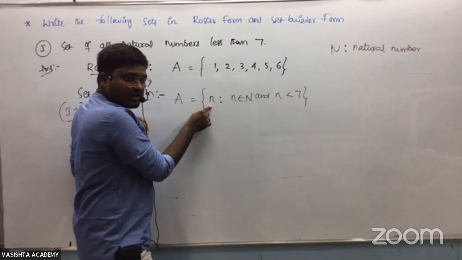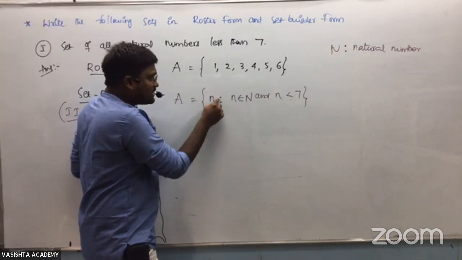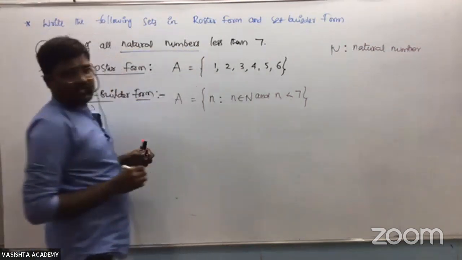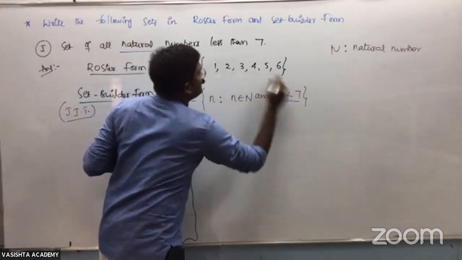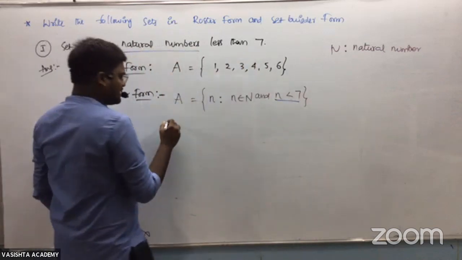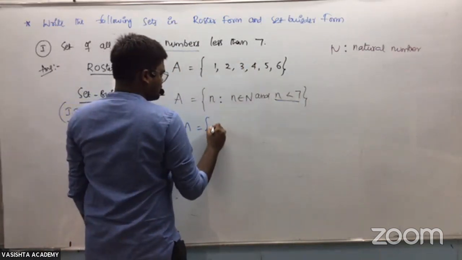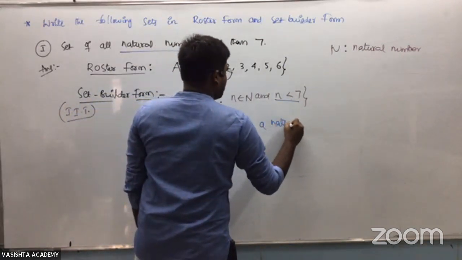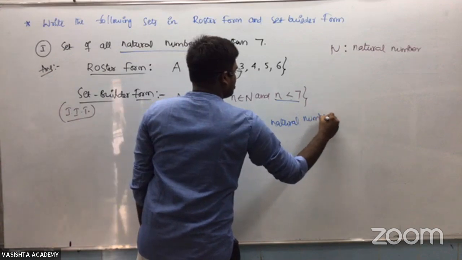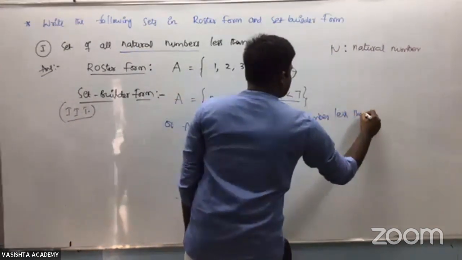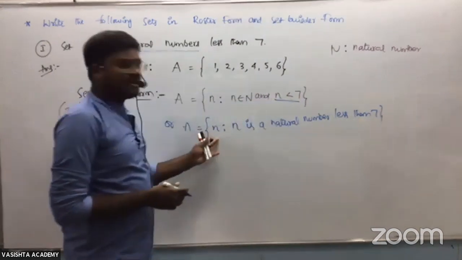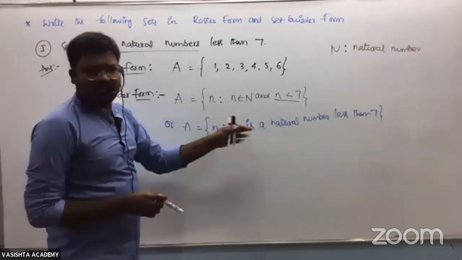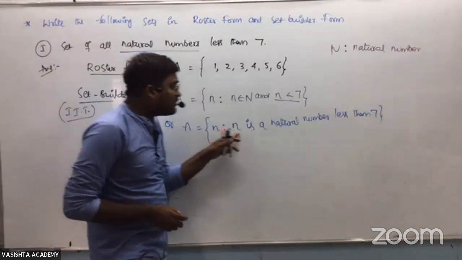Set of all n such that, now what is the condition for n? n must be a natural number, because he said set of all natural numbers, and this natural number must be less than 7. And someone has asked me, can we represent it like this? Yes, we can: n such that n is a natural number less than 7. This is also correct. Instead of n, you can take x also. You can take any variable. You can take the first letter of your name also, doesn't matter. But you are defining n properly.